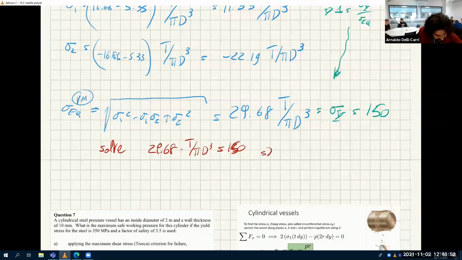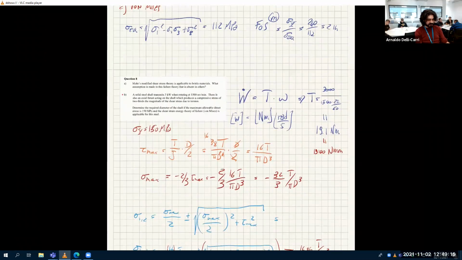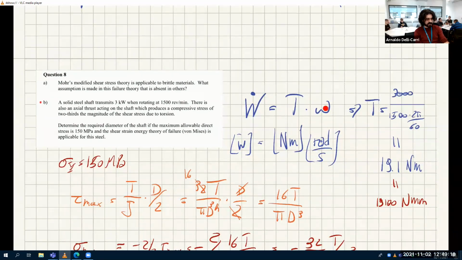So this one gives d is the cubic root of 29.68 divided by 150 times pi times T. Agreed? So this is the smallest possible diameter that makes this power transmission at this torque, this speed, and this power possible. How great is this? This is your very first design attempt to a machine.